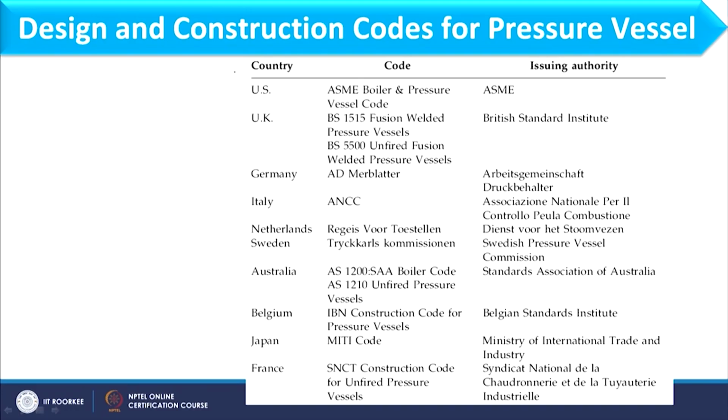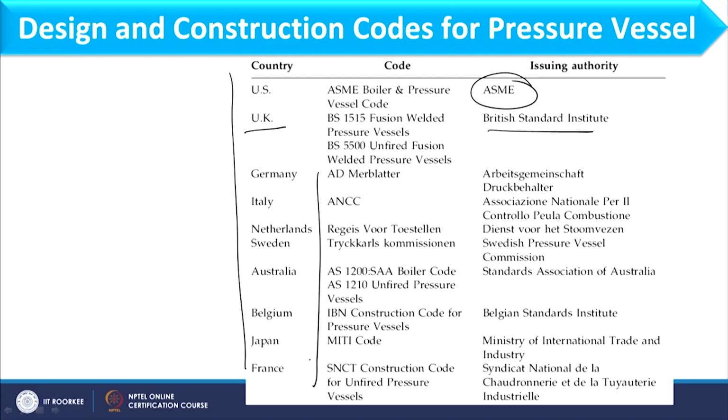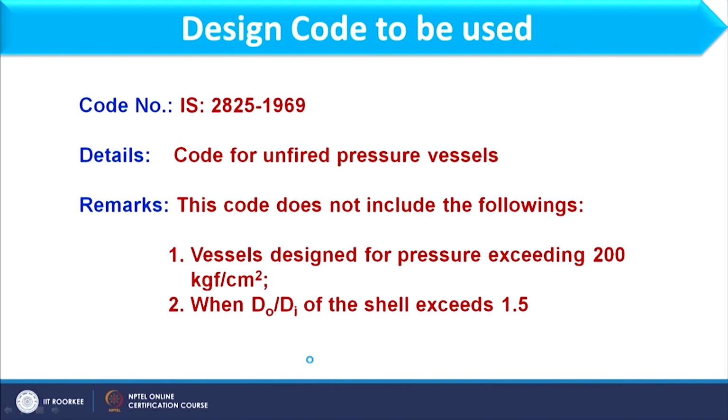If you focus on this particular slide, we have different codes for different countries. Like for the US we have the ASME code, that is American Society of Mechanical Engineers. For the UK we have British Standard codes, and similarly we have different codes for different countries. In this particular course, the code we are using is IS 2825 1969. This is specifically for unfired pressure vessels.